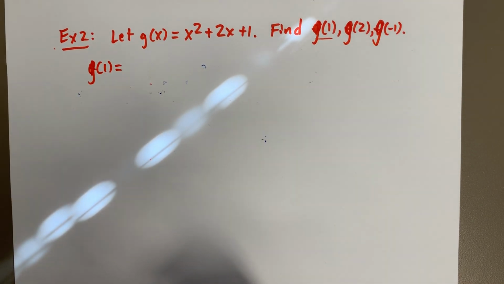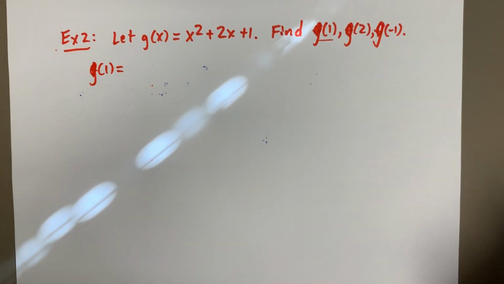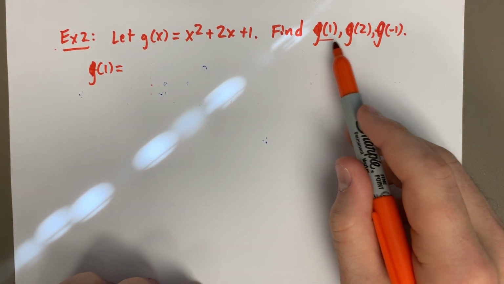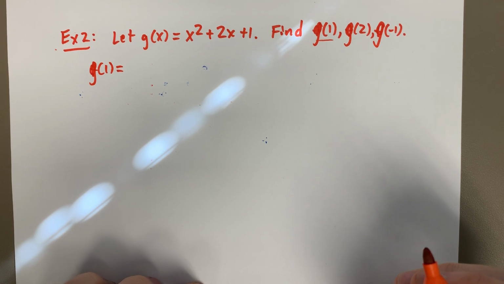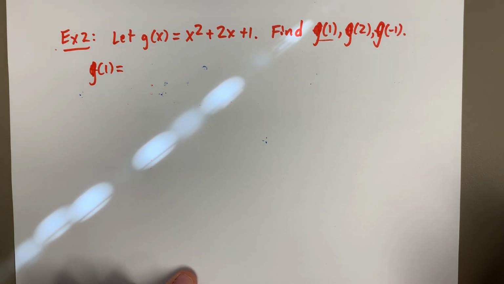All right, so now we're moving on to our second example of using the actual formulas for functions to evaluate functions. In this case, we're looking at g of x is equal to x squared plus 2x plus 1, and our goal is to find g of 1, g of 2, and g of minus 1. The methodology is going to be the exact same as the last example.